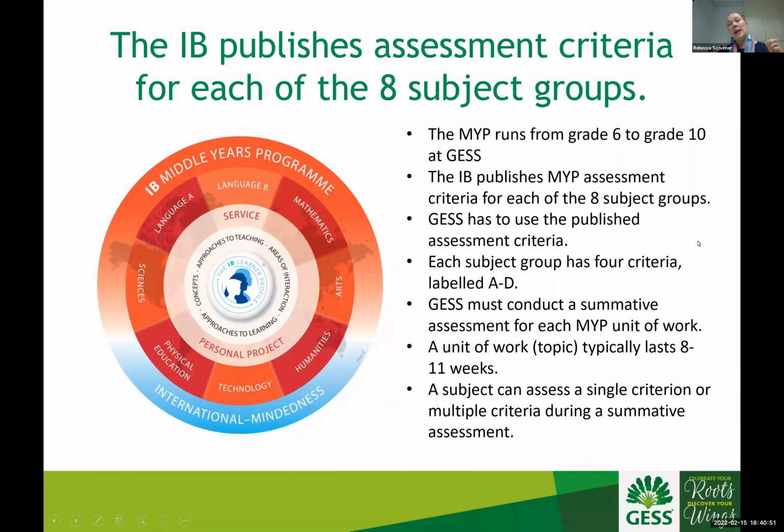Okay, so in the MYP, students will study from these eight subject groups from grade 6 through to grade 10. And we use the published assessment criteria to assess the student's summative learning in each of those subjects. We have four criteria for each subject group, A to D. So we call them criteria A, B, C, D. And so you will hear your children coming home and saying, I've got a criterion A assessment.